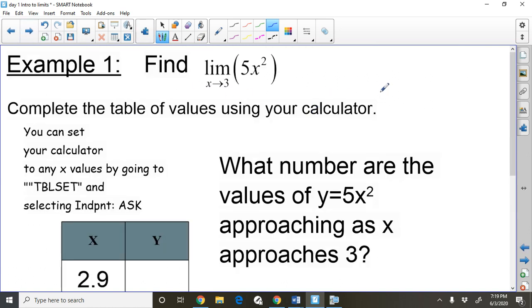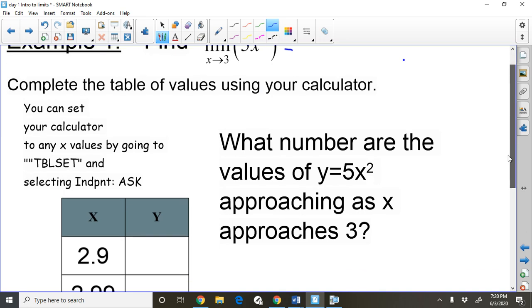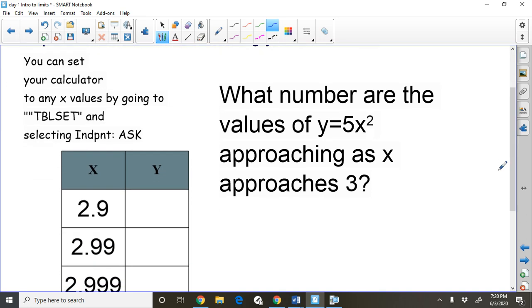For today, we're going to look at these limits and explore them by looking at the table function in the graphing calculator. If you don't have a graphing calculator, you can do each of these calculations separately, but it's quicker to use the table on the calculator. So here, I want to find the limit as x approaches 3 of the function 5x squared. We're trying to figure out what number does 5x squared approach as x approaches 3. We're going to complete this table of values using the calculator. And I need to show you what this is going to do on the calculator.